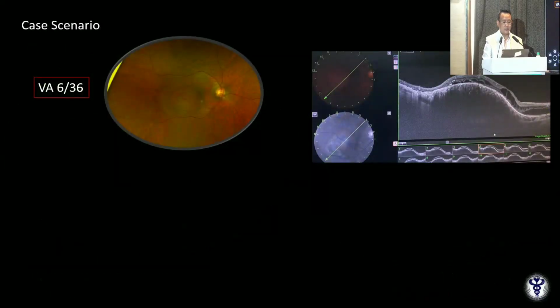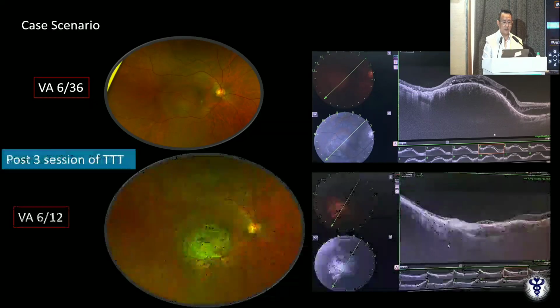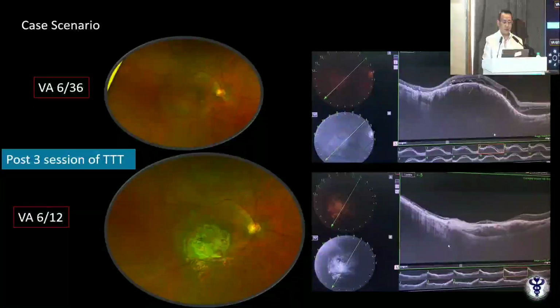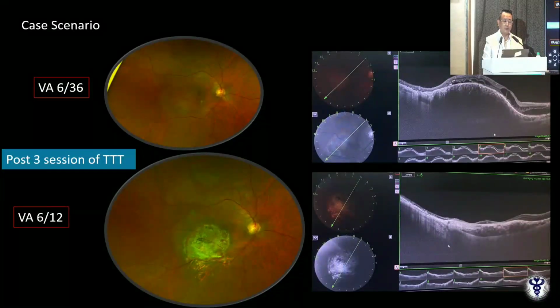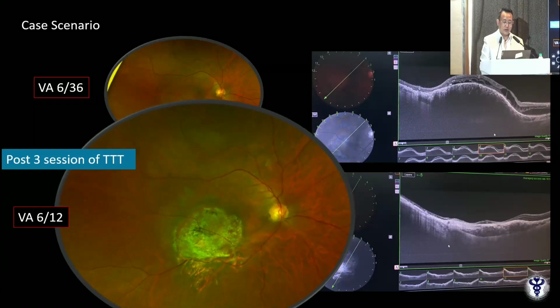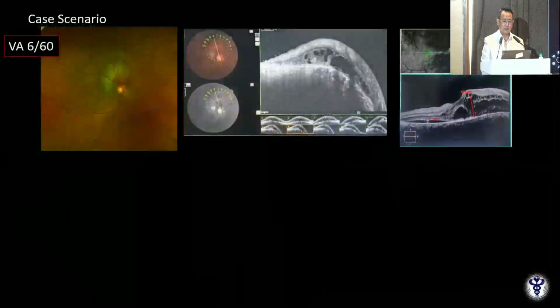Another patient with a perifoveal, just near the fovea, subsequent choroidal lesion, choroidal hemangioma, where visual acuity is 6/36, and you can see on OCT the subretinal fluid. So this is after 3 sessions of transpupillary chemotherapy with vision improvement to 6/12, and you can see in these pictures the retinal vessels are spared. Your main target is on the choroidal tumors, choroidal lesions.